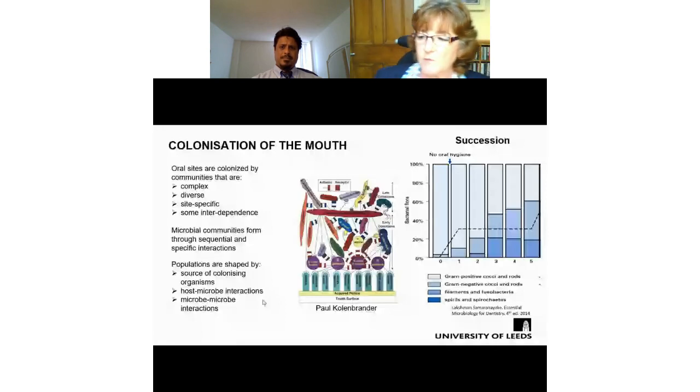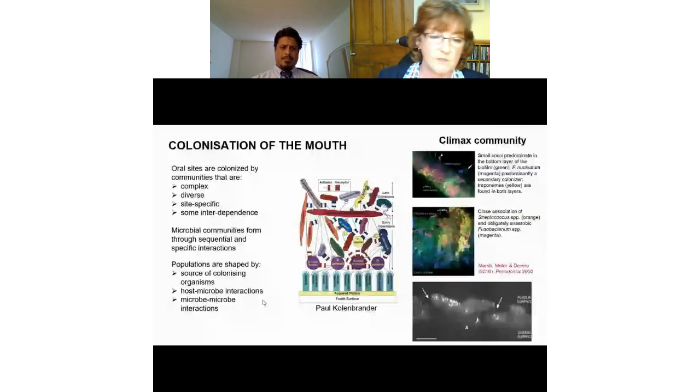The populations and the way they succeed each other, this is shaped by the source of the colonizing organisms, by the interactions of the biofilms with the host, and also microbe interactions within those communities. And you eventually get the formation of a climax community. So this is a mature community, which again is ordered. Its structure is dictated by those sequential interactions and the way that those organisms then interact with each other. And it has a 3D structure.